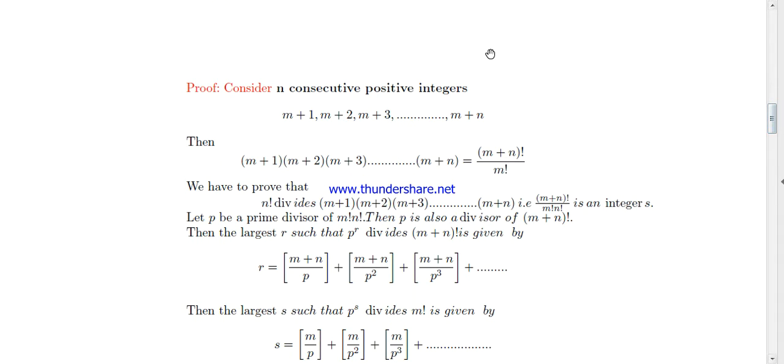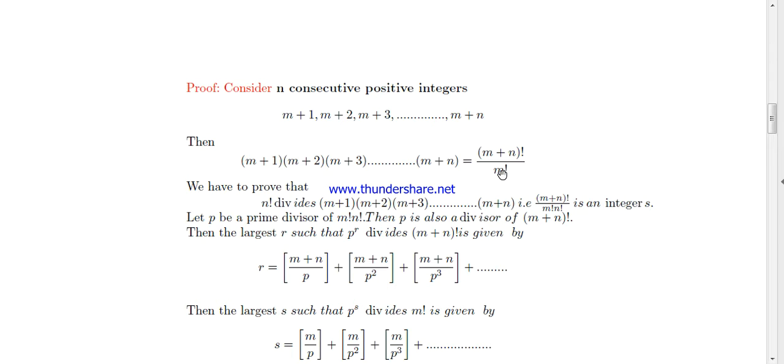So here is the proof. We consider n consecutive positive integers. We choose them like this: m plus 1, m plus 2, m plus 3, dot dot dot, m plus n. Here m is any positive integer. Then the product of these integers is given by this. So we can write it as factorial m plus n divided by factorial m.